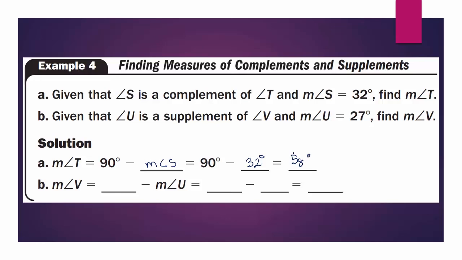B, given that angle U is a supplement of angle V and the measure of angle U is 27 degrees, find the measure of angle V. Supplement means that the two angles add up to 180 degrees. So I know the measure of angle U plus the measure of angle V is equal to 180 degrees. To find the measure of angle V, I am going to take 180 degrees and subtract the measure of angle U from it. I know that the measure of angle U is 27 degrees. 180 minus 27 is 153 degrees.